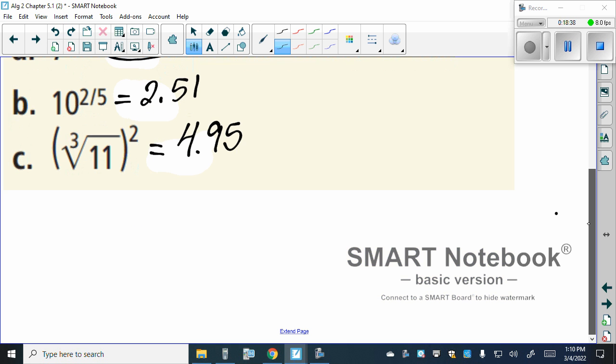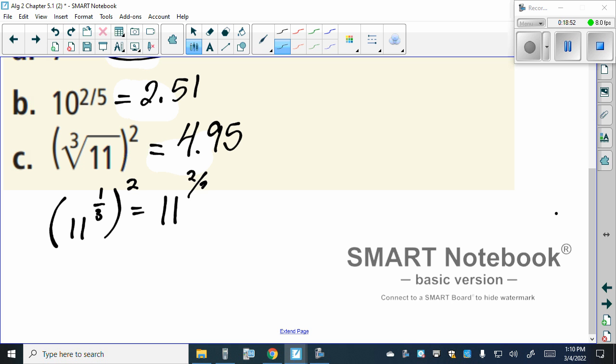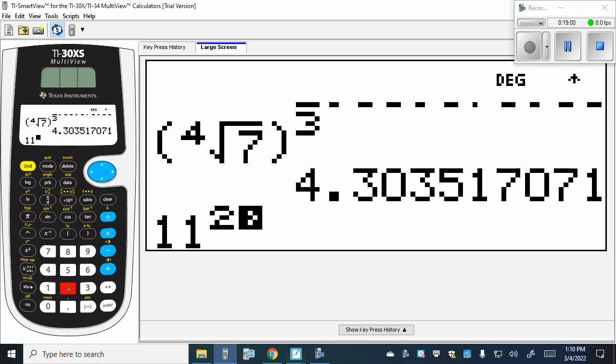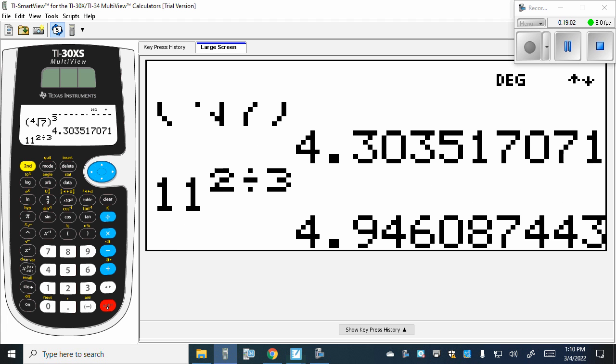Now looking at the last one, another way that we could have written this is, well, this would be 11 to the 1/3, yes? And if we multiply it by the 2, we get 11 to the 2/3. So if I wanted to, we could actually type it in that way and say 11 to the 2 divided by 3. And I believe that's the exact same thing we got.